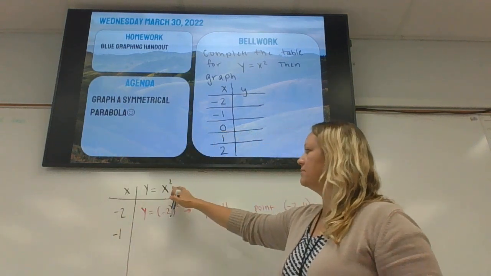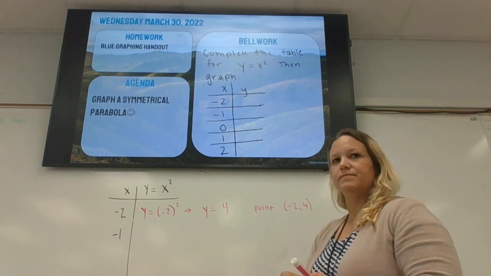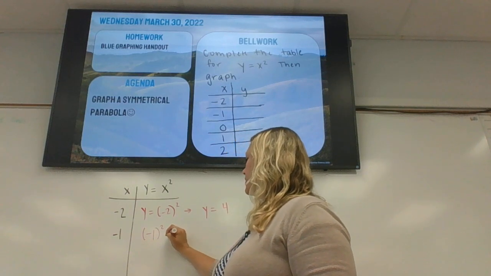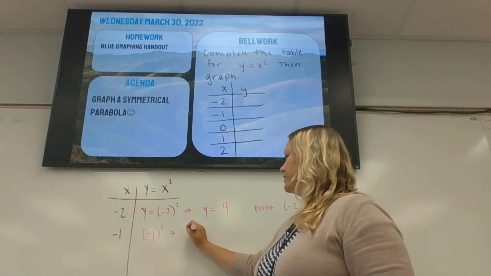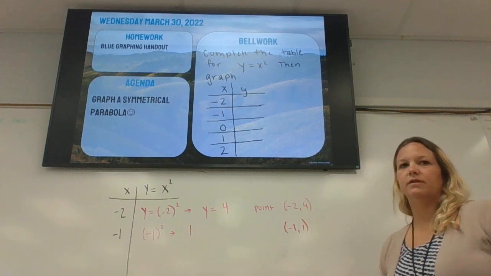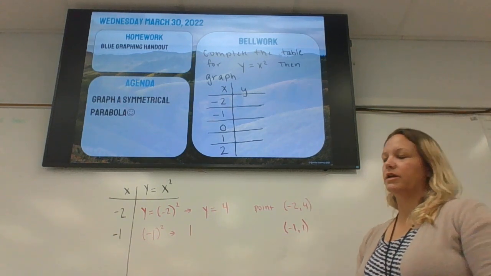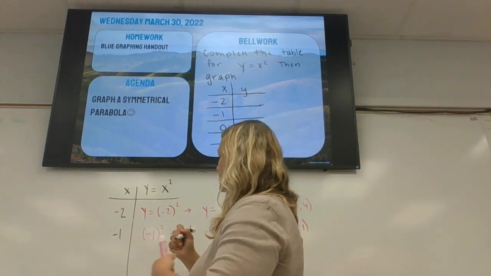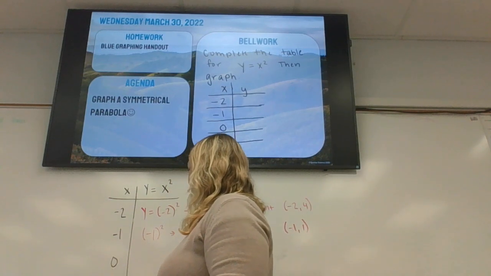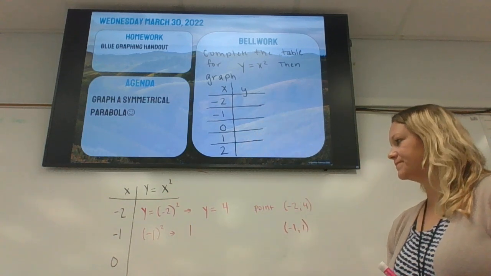We're plugging these numbers in for x, right? So we're just squaring it. When I plug in negative 1, it's negative 1 squared. Negative 1 times negative 1 is a positive 1, and my point will be negative 1, 1. This is our table: 0, 1, and 2. We're putting them in for x and getting a y value out.